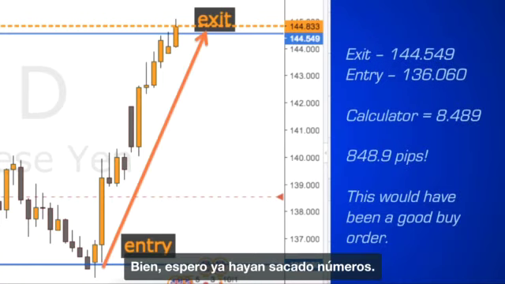All right. So hopefully you've done the math. If you did the math, you should have got something like this. 8.489 in your calculator. So now if you slide the decimal over 2 places, that's 848.9 pips. Woo-wee! And by the way, this would have been a very good buy order. You wouldn't have gotten something like this unless you were doing a long-term order.